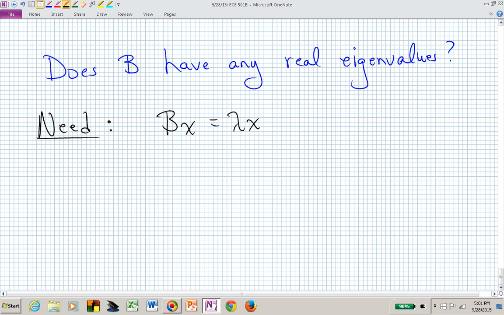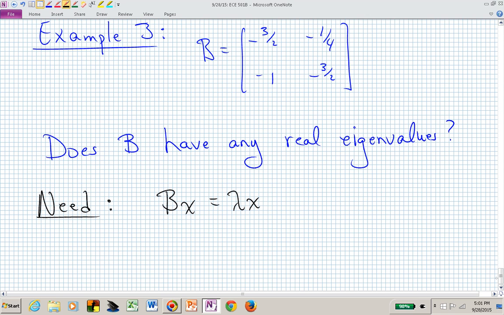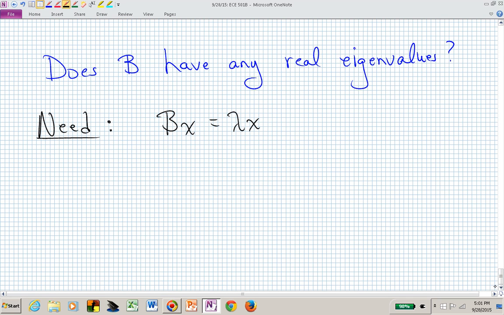But what's lambda? It's a scalar. What's x? X is a 2 vector, isn't it? So now let's create a 2 vector with the appropriate coordinates. Suppose we let x be x sub 1 and x sub 2. Then we can look at Bx.